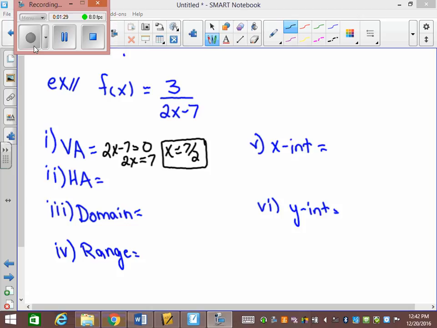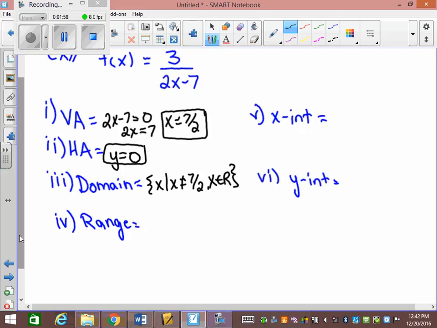My horizontal asymptote, we use the rules, right? If the numerator is smaller than the denominator, what's my horizontal asymptote at? Y equals 0 every single time when the numerator is smaller than the denominator. The domain is just based off of your vertical asymptote, x such that x can't equal 7 over 2. I'll do interval notation on the next one. The range is y can't equal 0.